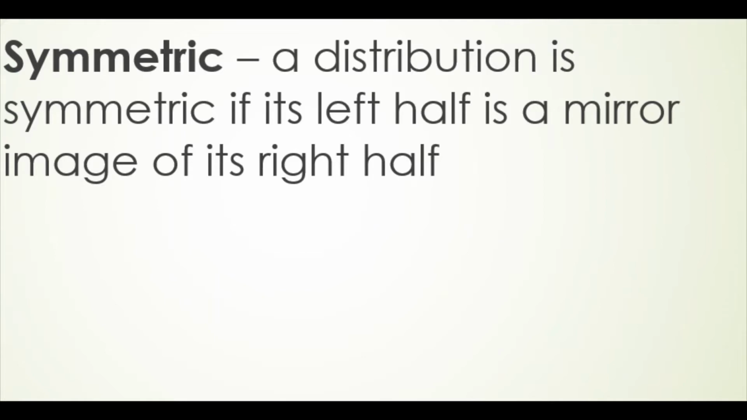Another way to describe the shape of a distribution is by describing its symmetry. A distribution is symmetric if its left half is a mirror image of its right half. So the shape of a symmetric distribution will be the same on one side as it is on the other.